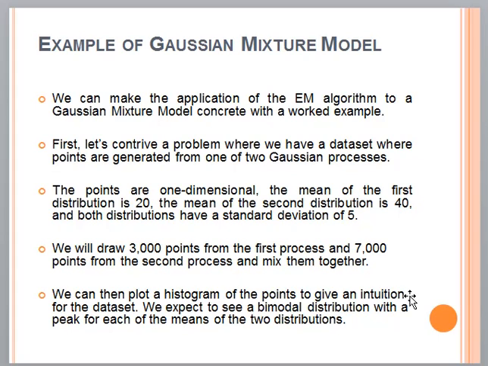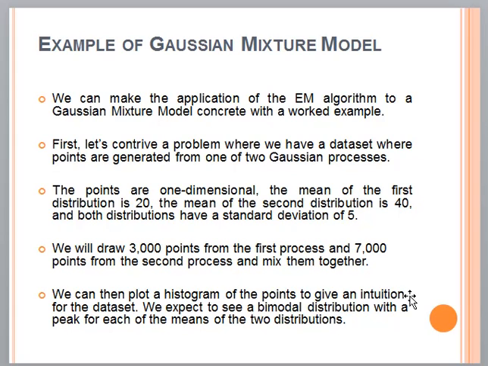Now we can draw 3000 points from the first process and 7000 points from the second process, and we can mix both of these points. We can then make a histogram of the points to have an intuition of the data set. We expect to see a bimodal distribution with the peak of each of the means of the two distributions.